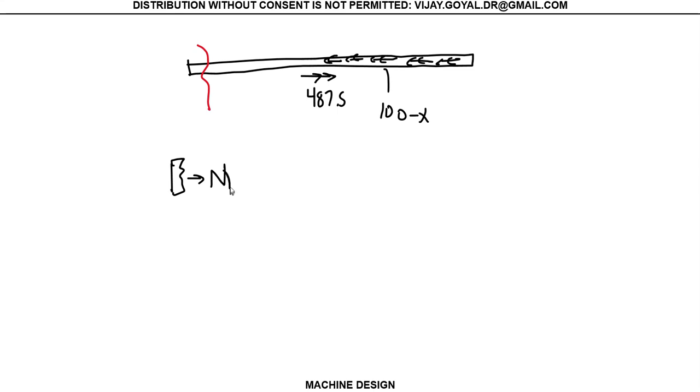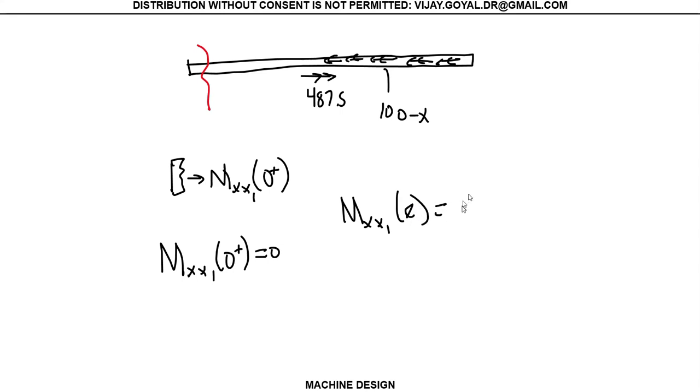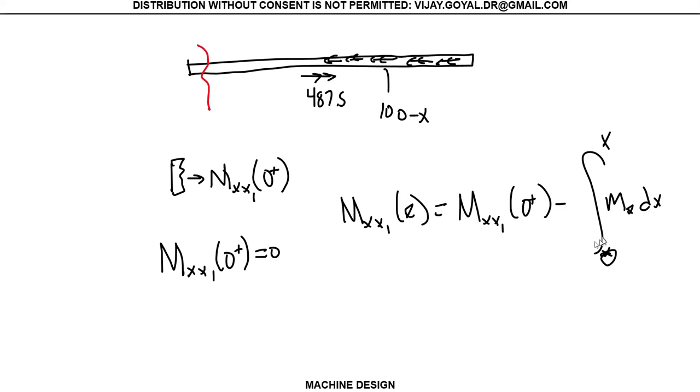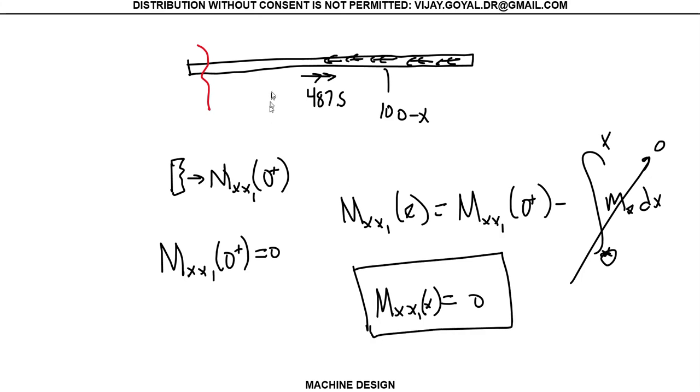I need to know what my Mxx at 0 plus is equal to. Now, if I do my free body diagram here, you find that Mxx at 0 plus is equal to 0. Okay, so this is segment 1. That means that Mxx 1 at x is equal to Mxx 1 at 0 plus, minus the integral of the distributed moment mx. We don't have any distributed moments there. That goes to 0, so this is equal to 0. That means your first segment has 0 torque. It makes sense. Nothing is applied here, so it is 0 all the way. Go to the next segment.